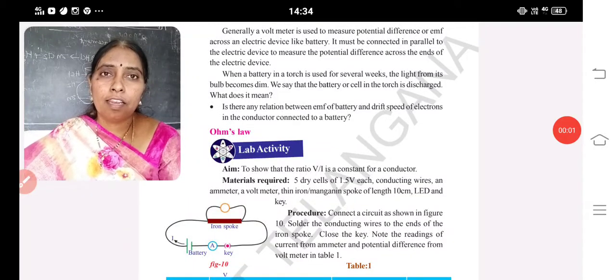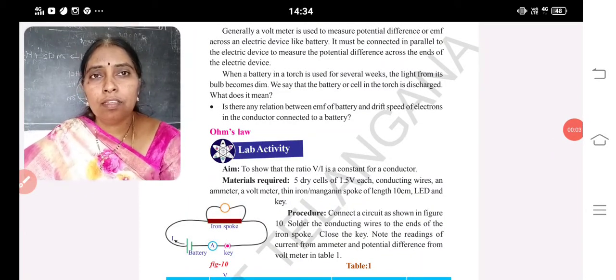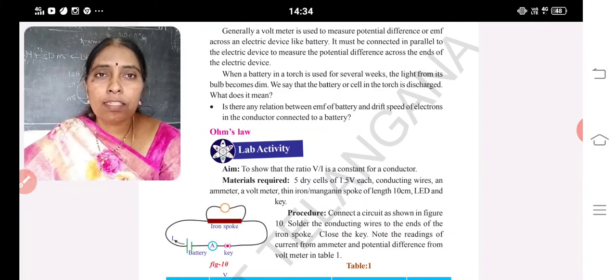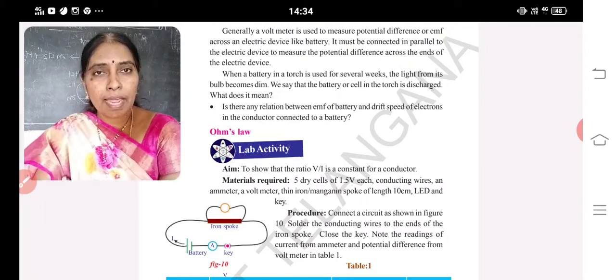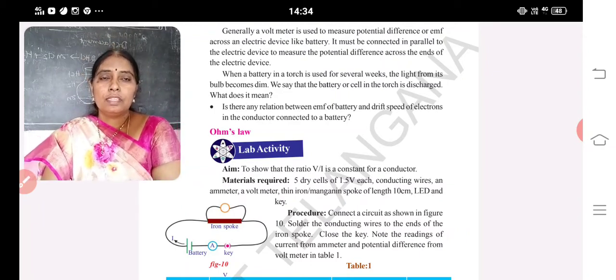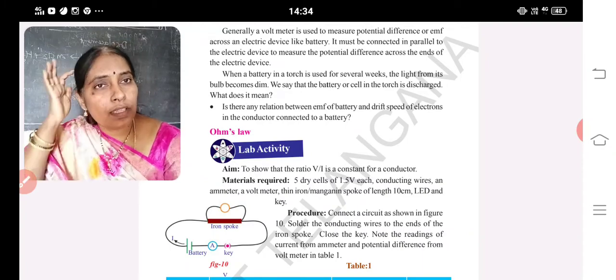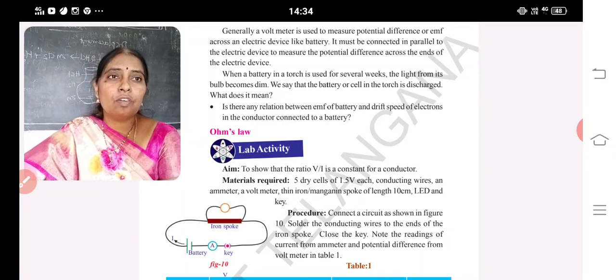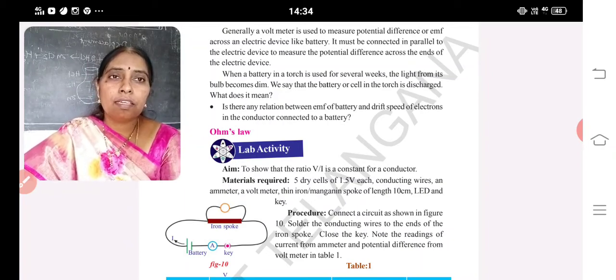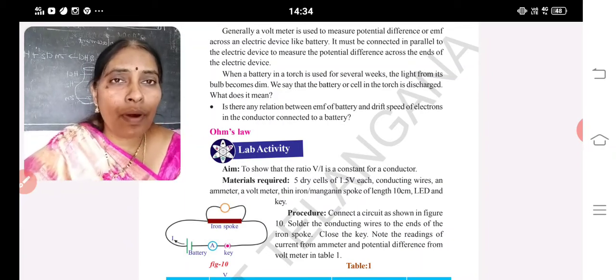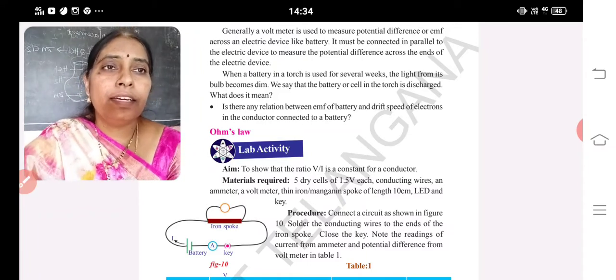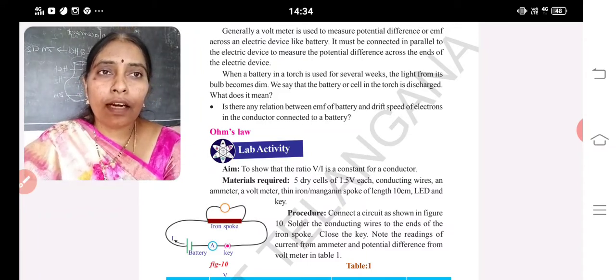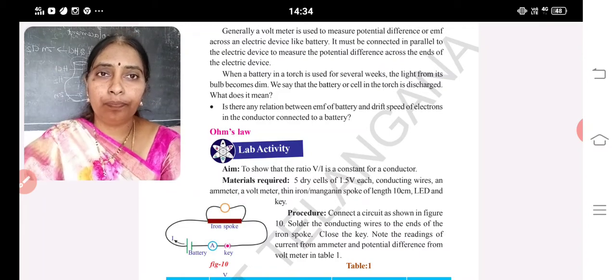Good morning, children. In the last class we discussed the drift velocity, and how the speed of the electrons in a battery works. Based on that, one question was asked: is there any relation between the EMF of a battery and the drift speed of electrons in the conductor connected to the battery?